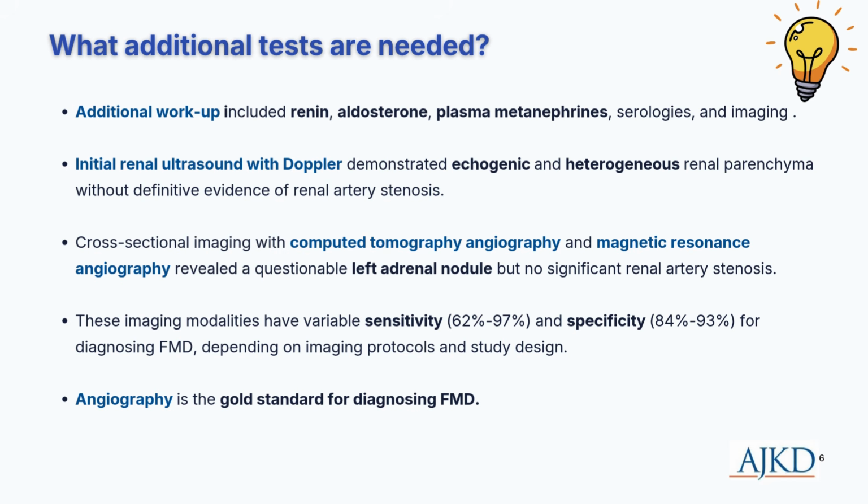And that brings us to the key reminder. Angiography remains the gold standard for diagnosis of fibromuscular dysplasia. No matter how advanced CTA or MRA become, they can still miss subtle lesions, especially in the mid to distal renal artery, which is exactly where FMD tends to hide. So, this slide really highlights the practical diagnostic sequence. Start broad, use imaging wisely, understand the limitations, and know when to escalate to angiography.